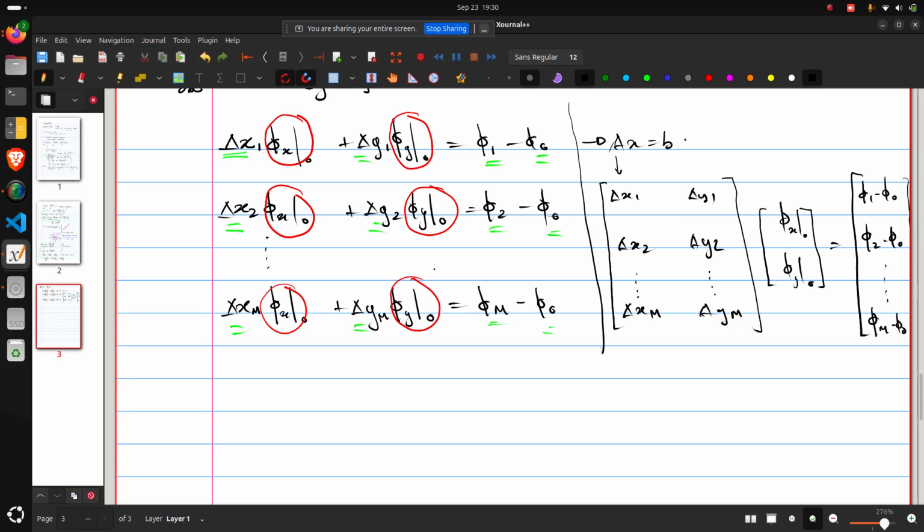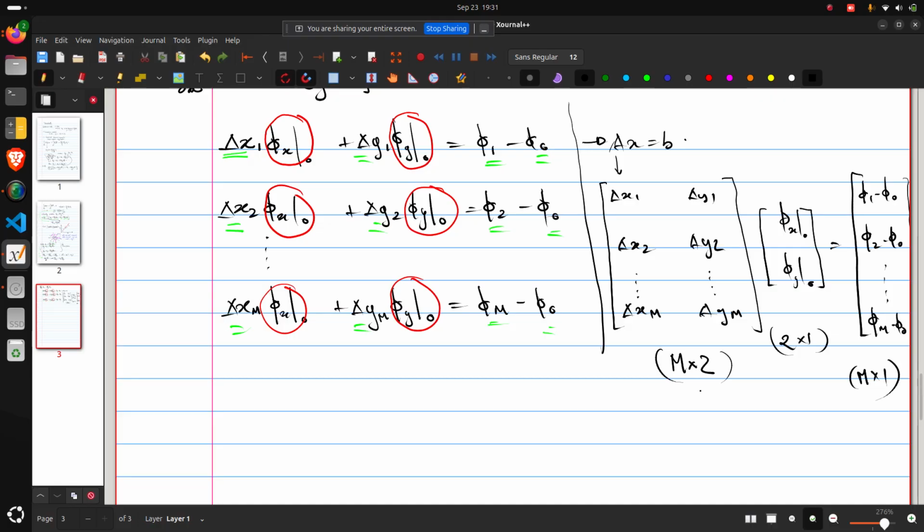Okay. So now that you have this equation, if we have m rows and 2 columns, this will be an m cross 2 matrix, right? And this will have only 2 rows and 1 column, so this is just a column vector, and the right hand side will also be m cross 1, right?